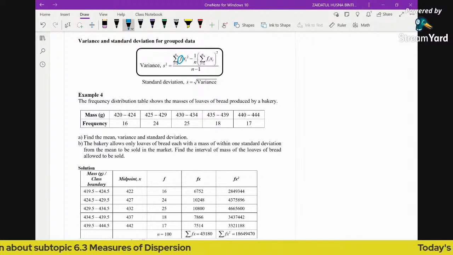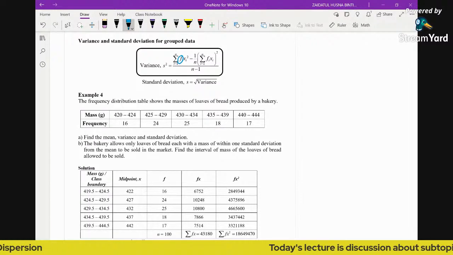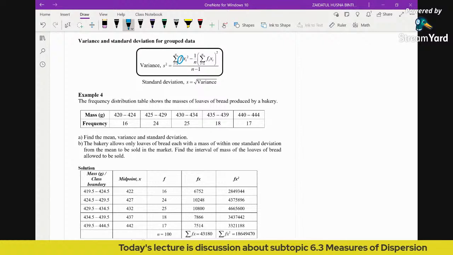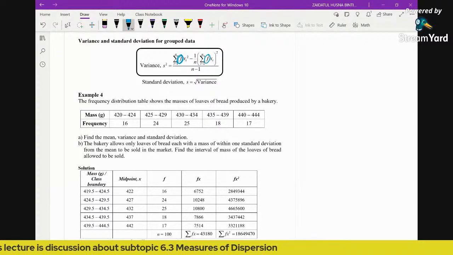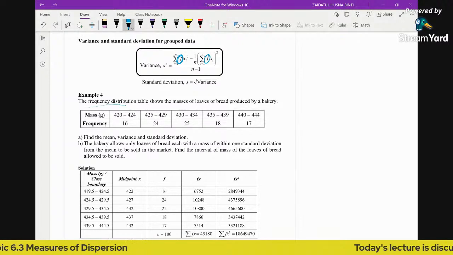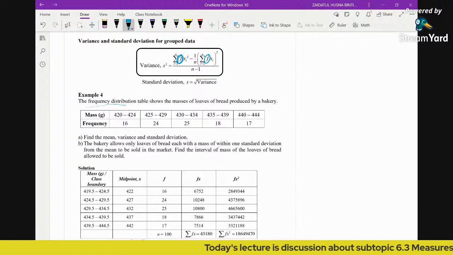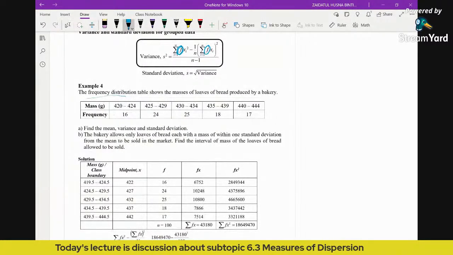Because again the difference between grouped and ungrouped data is the interval. Whenever we are given intervals, we will be given the frequencies. So that's why the formula here has the letter f, which represents the frequency. Now we are given the frequency distribution table showing the masses of loaves of bread produced by a bakery. Find the mean, variance, and standard deviation.